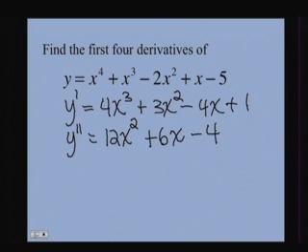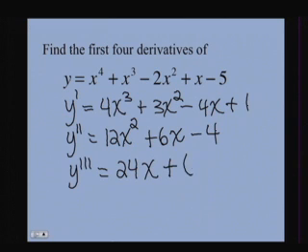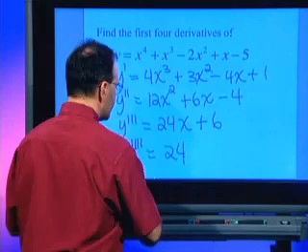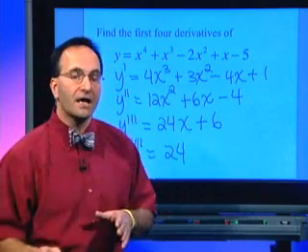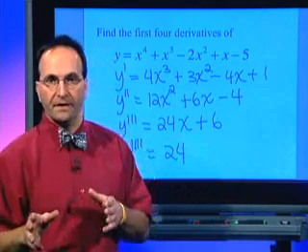To find y triple prime, we would, again, take the derivative here, so we get 24x plus 6. And then finally, the fourth derivative is equal to 24. So that's how you find higher order derivatives.